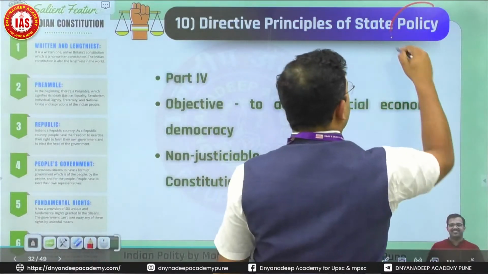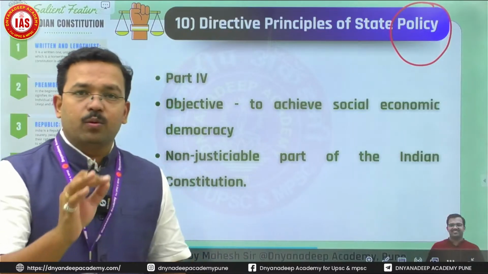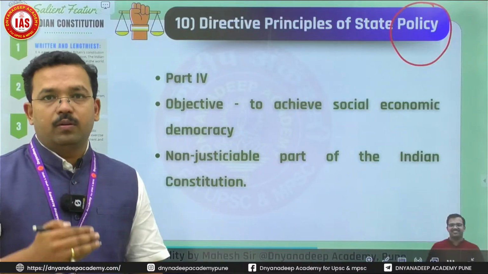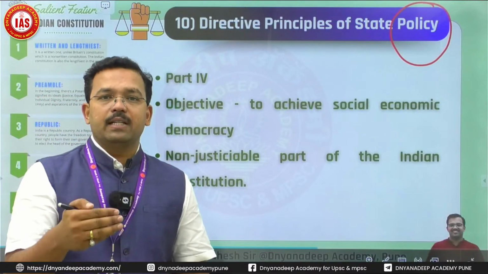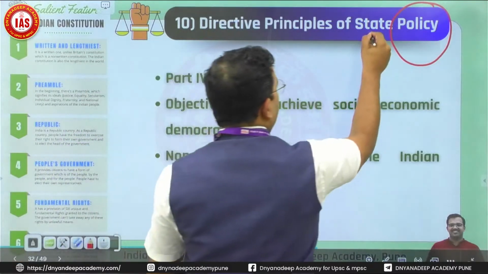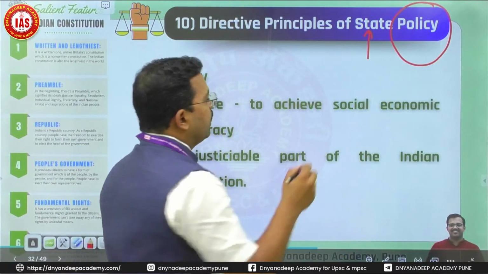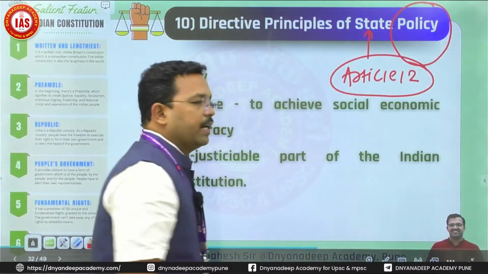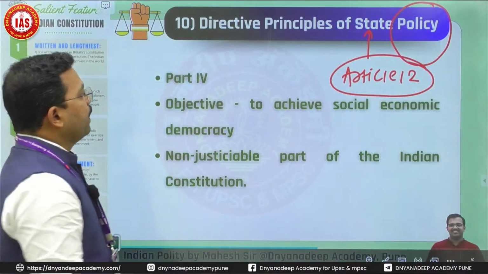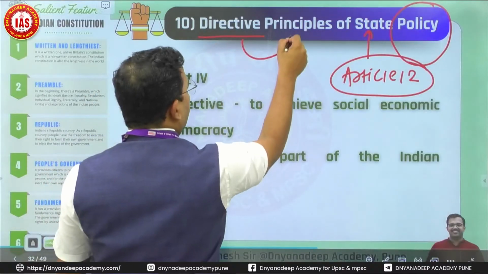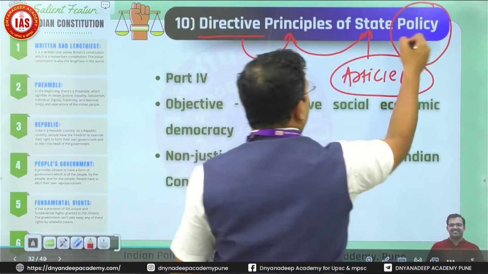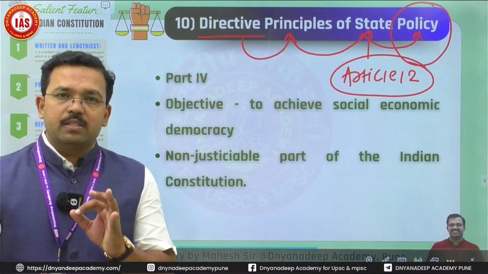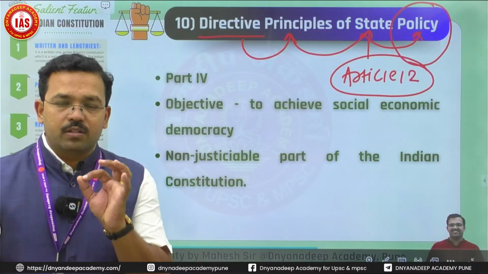Here, what is meaning of policy? It means desired course of action. What you want to achieve in the days to come. So DPSP, desired course of action, it is called as policy of whom? Of state. Remember, the word state is defined in Article 12 of Indian Constitution. I repeat once again, the word state is defined in Article 12 of Indian Constitution. So what all directives in the form of principles given to the state to have a welfare state is known as directive principles.